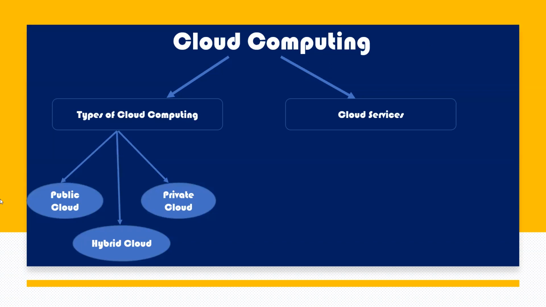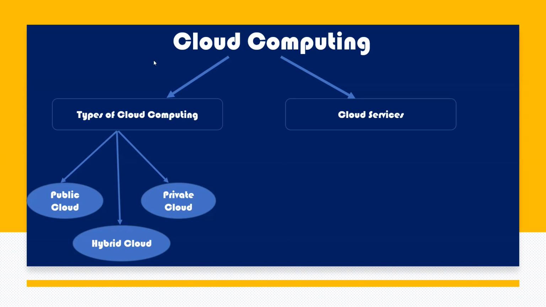Some organizations may use public cloud as well as private cloud. They may have their own cloud as well as use the public cloud. If they are using both, it's called hybrid cloud. So hybrid is a combination of public and private. So three types of clouds: public cloud, private cloud, hybrid cloud. Okay, fine. Types of cloud computing.